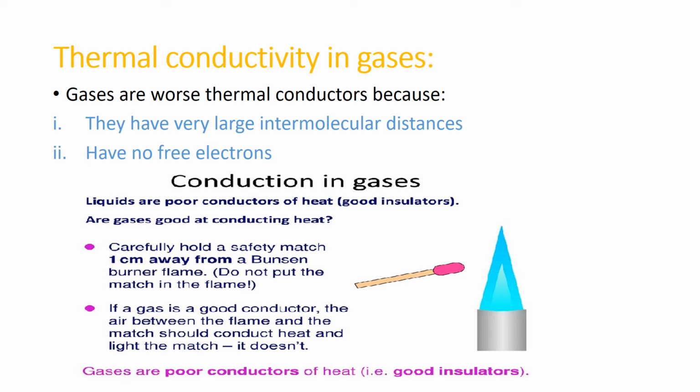Gases are even worse conductors of heat. The reason why gases are bad conductors of heat is because they have very large intermolecular distances and have no free electrons. Conduction in gases can be demonstrated using the experiment below. You need to light a Bunsen burner and then bring close a matchstick, but not touching the flame. You realize that the matchstick does not burn. This is because the air between them is a poor conductor.